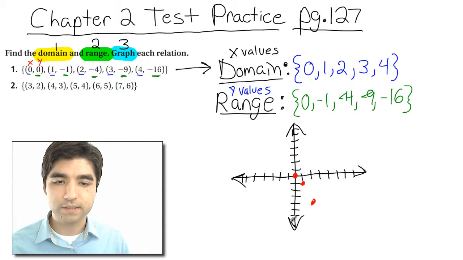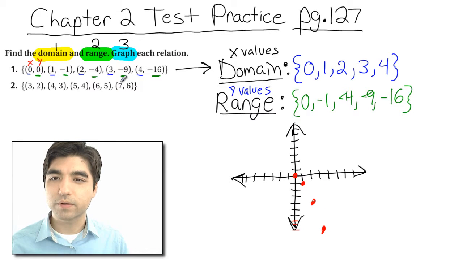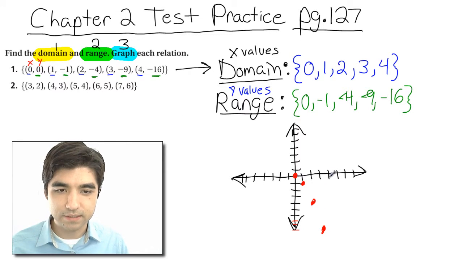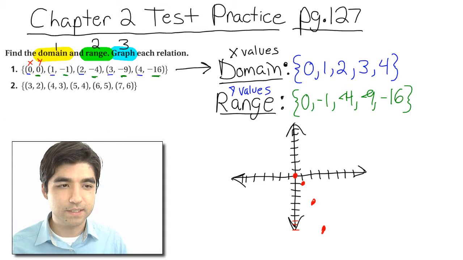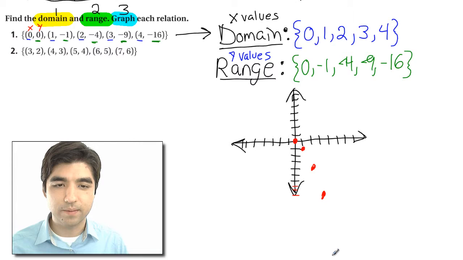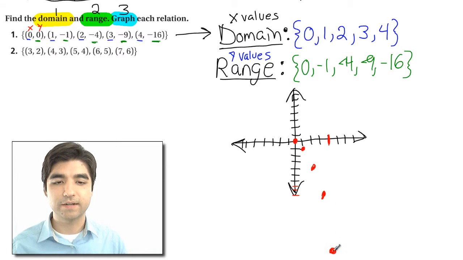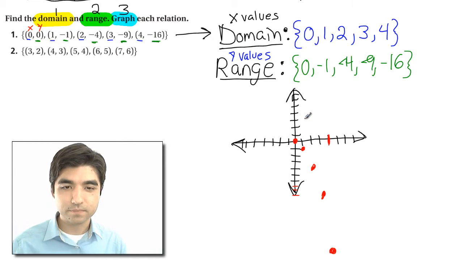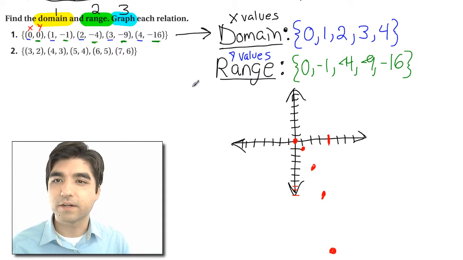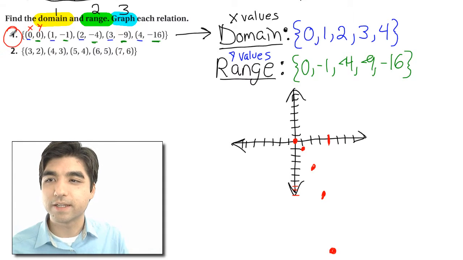And then 3, -9, 1, 2, 3, 4, 5, 6, 7, 8, 9. So that's way down there. Okay, and 4, -16. Oh my gosh, that's like way, way down there. I'm just gonna guesstimate that one and put it down here. 4, -16. So that's at the 4 tick mark, and then down to -16. Okay, so we are done with number 1 there.